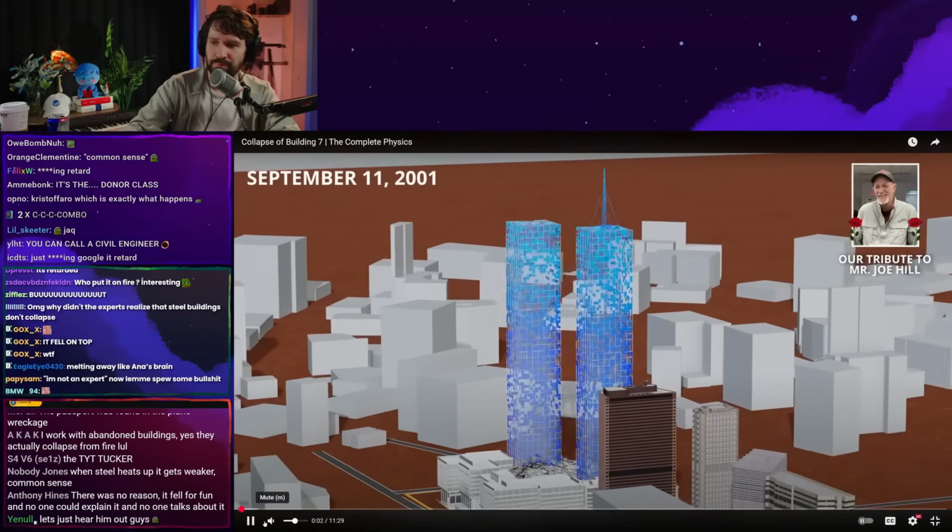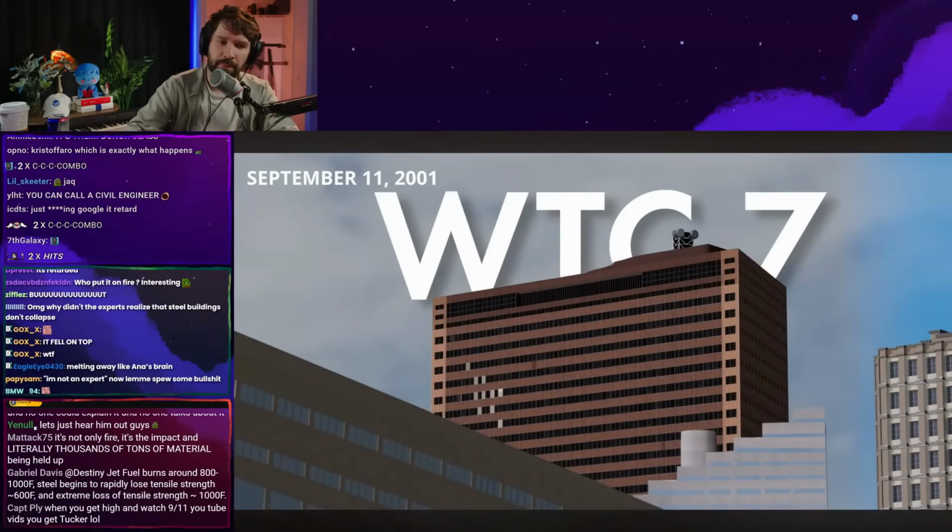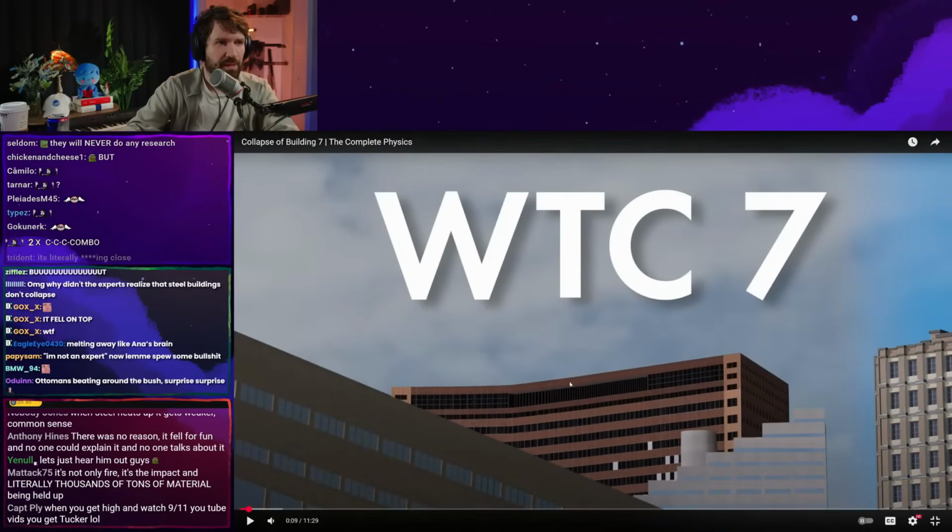On the evening of September 11th, 2001, after the world witnessed the tragic collapse of the World Trade Centers, a nearby building mysteriously... I don't know where this is, it was nowhere nearby.